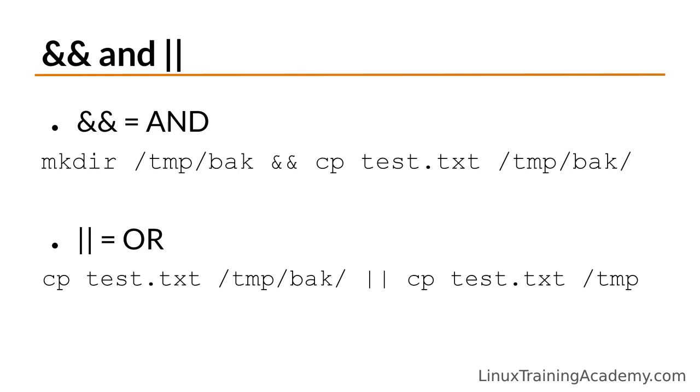In the OR example, the first cp command, cp test.txt /tmp/bak, is executed. If it succeeds, the next cp command is not executed. In this example, if the first cp command succeeds, then we have successfully created a backup copy of test.txt, so there's no need for another backup copy of that file. If the first command fails, however, then the second command is executed. In this example, if test.txt can't be copied into /tmp/bak, then an attempt will be made to copy it to /tmp. With an OR, only one of the two commands will successfully execute.